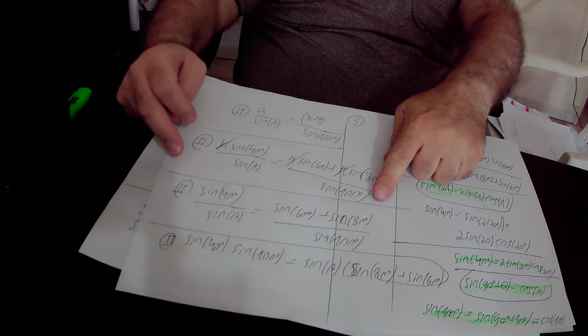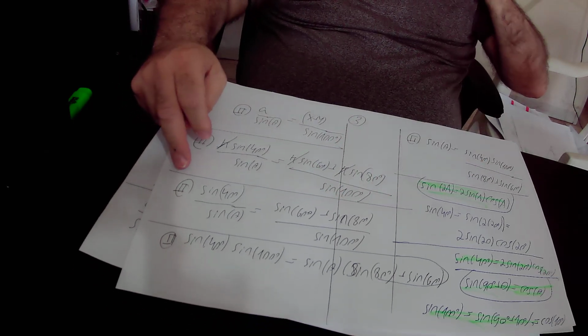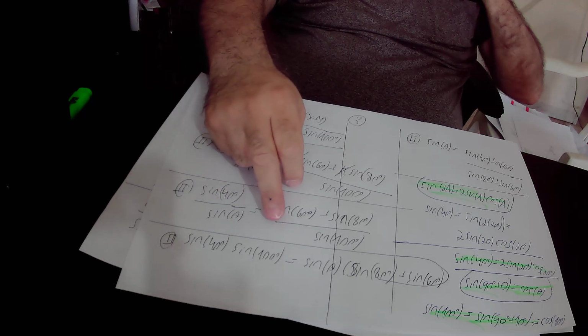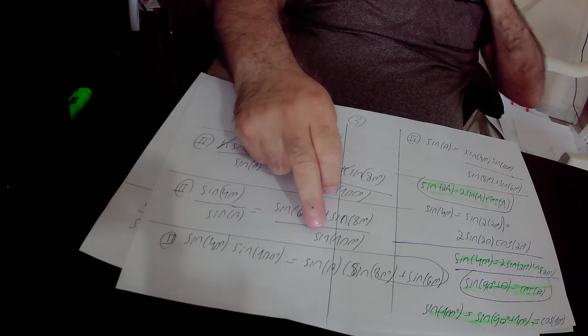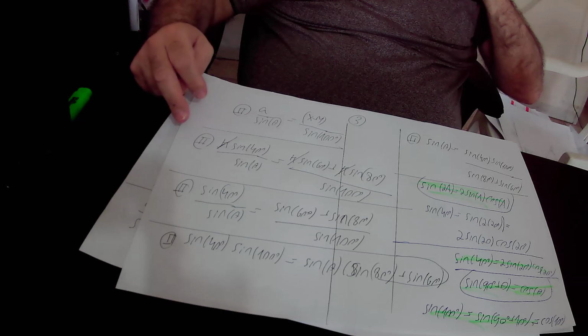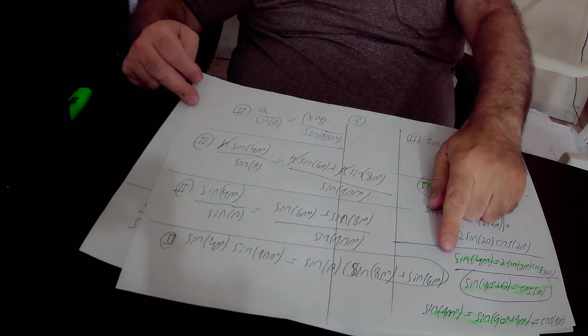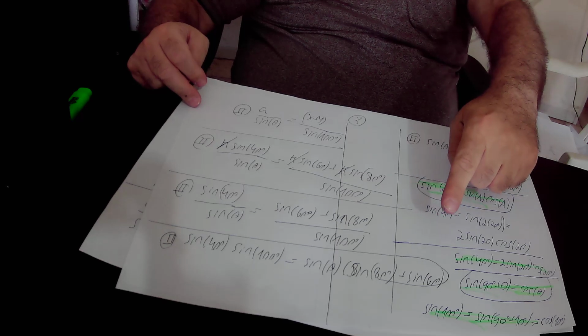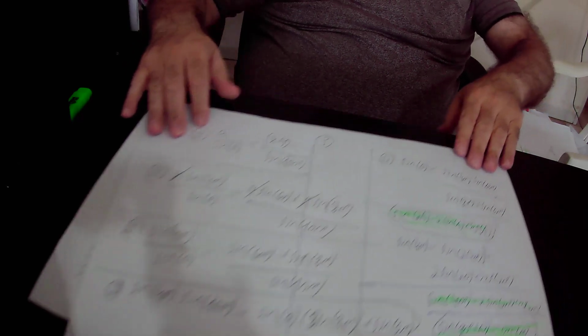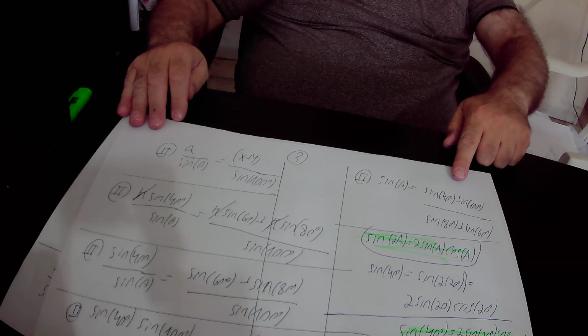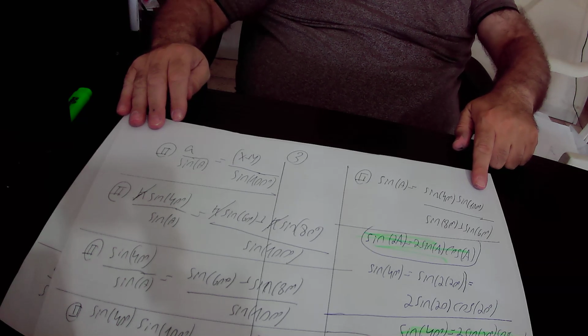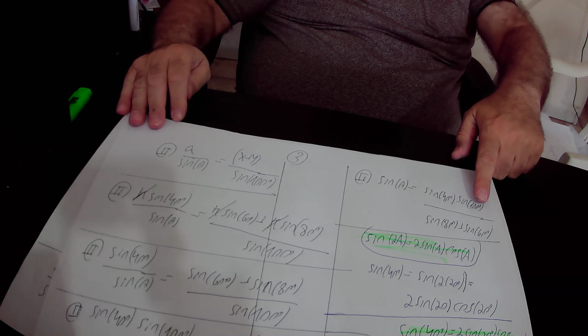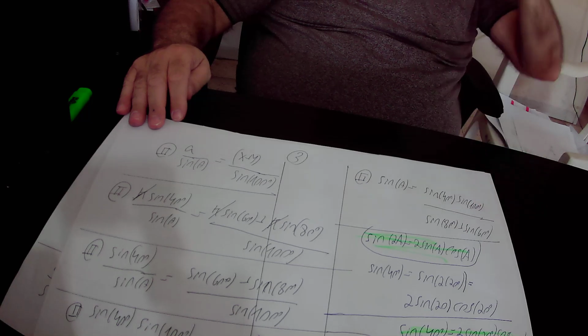We cross multiplied this equation, and we found that sin 40° times sin 100° equals sin θ times (sin 80° + sin 60°). We divided this equation by sin 80° + sin 60°, and we found that sin θ equals sin 40° times sin 100° over (sin 80° + sin 60°).